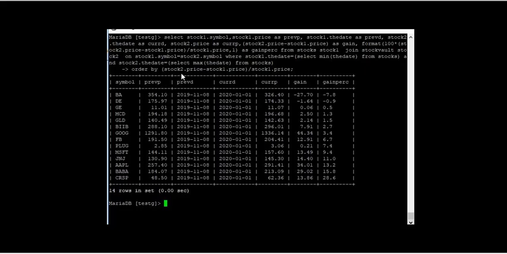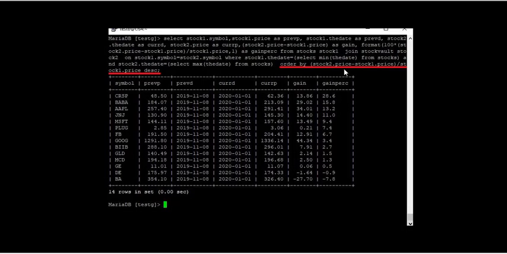Order by stock 2.price minus stock 1.price divided by stock 1.price. That's the gain percentage. Order by it. Well, that's why we see BA, Boeing, minus 7.8%. So it's in ascending order. Of course, CRISPR gained 28% in that same time frame that Boeing lost 7%. And if I added the DESC to it, descending, then suddenly I got CRISPR on top at 28% and Boeing at minus 7% on the bottom.